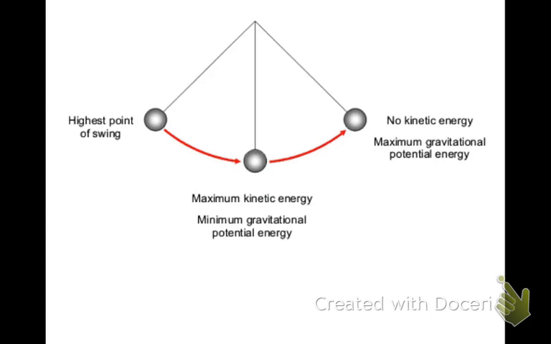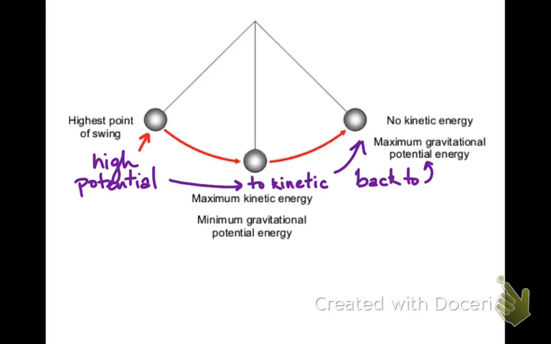Let's take a moment to distinguish between potential and kinetic energy. Put simply, kinetic energy involves movement, and potential energy involves resting objects with the capacity for work in the future. So here we go. We've got high potential, then moving, and then we've got back to potential. Remember that kinetic is moving.